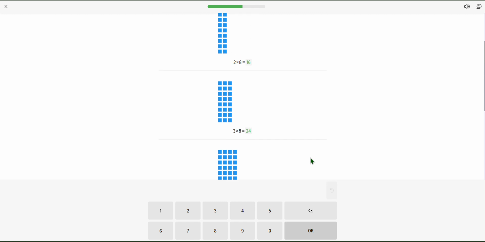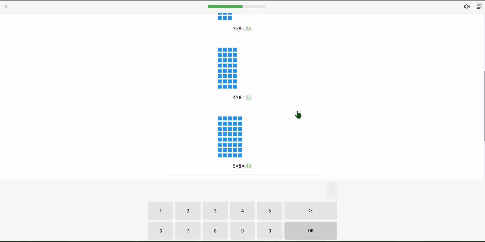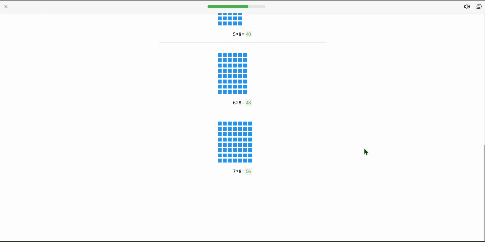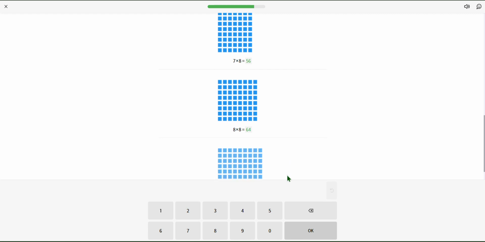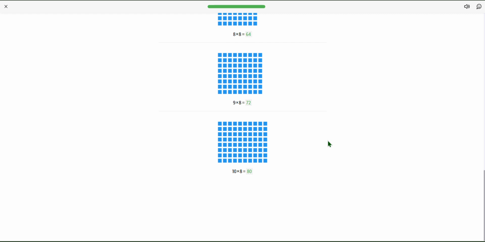If I were to scroll up and I'd go, what's the next one in the pattern? It's going to end in 6. 7 times 8 is 56. 8 times 8 is 64. 9 times 8 is 72. And then our last one is 10 times 8 is 80.